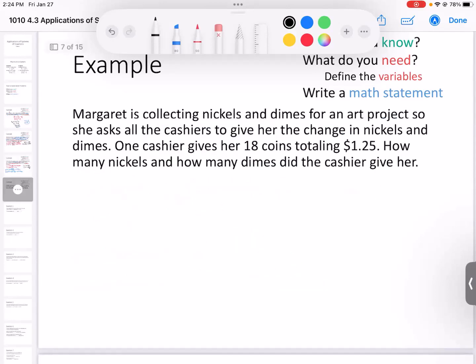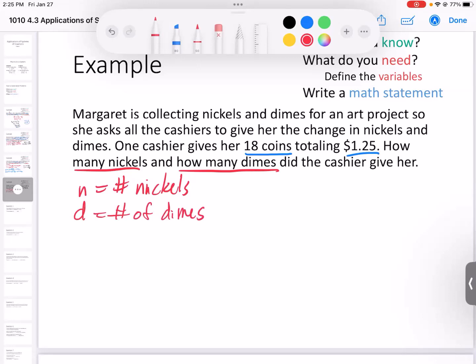So this is the last example I'm going to do, and I'll let you guys work on your homework. So this one says Margaret is collecting nickels and dimes for an art project. So she asks all the cashiers to give her the change in nickels and dimes. One cashier gives her 18 coins totaling 125. So I'm just going to underline that because those were given to me. How many nickels and dimes did the cashier give her? So I'm looking for how many nickels and how many dimes. So I'm going to have N equal the number of nickels. And I'm going to have D equal the number of dimes.